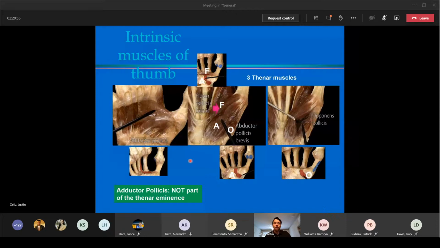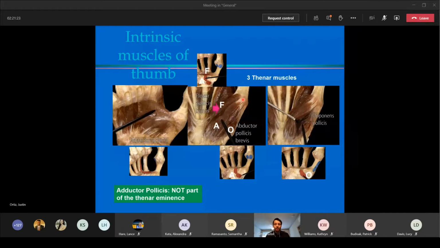The thenar eminence is OAF, right? But the A stands for abductor pollicis brevis. So for example, this is your opponens pollicis. It's pretty easy to identify the opponens pollicis because it's the deepest one. When I think of the opponens, I think of them being super deep, attached to the bone. So this would be your opponens pollicis right here. Then you have your abductor pollicis brevis right here.